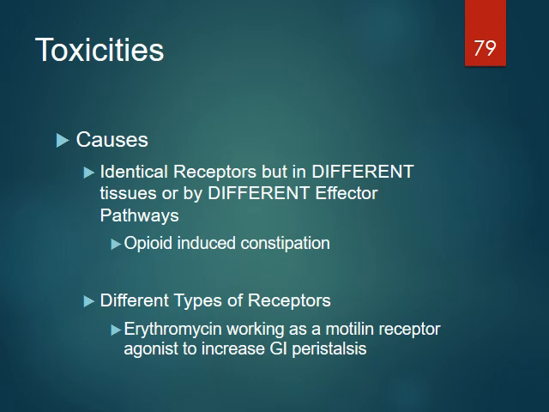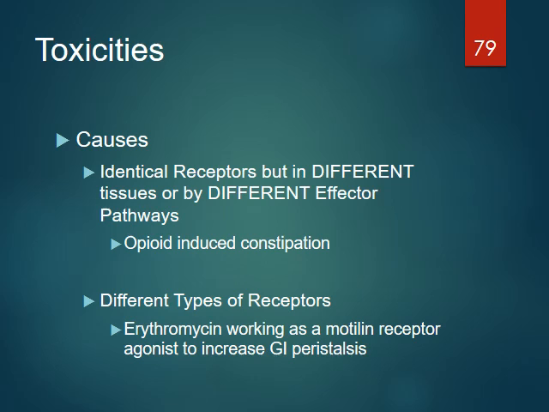Going back to toxicities, we can see that there are lots of causes for toxicities. Some of the big ones would be if you're affecting identical receptors that are in different tissues or by a different effector pathway. So, looking at things like opioid-induced constipation. Opioid-induced constipation occurs by affecting opioid receptors. Normally in the CNS or in the spinal cord, opioid receptors are good analgesics, but the same receptors reside within the GI tract, and by agonizing them, it can lead to constipation.